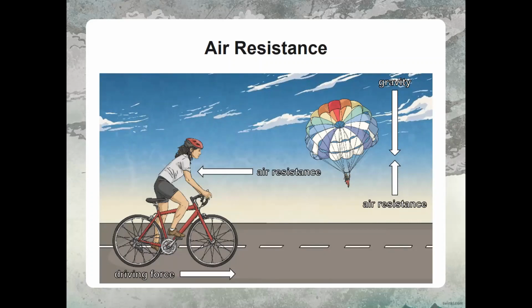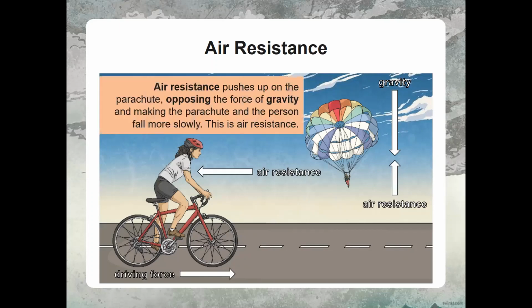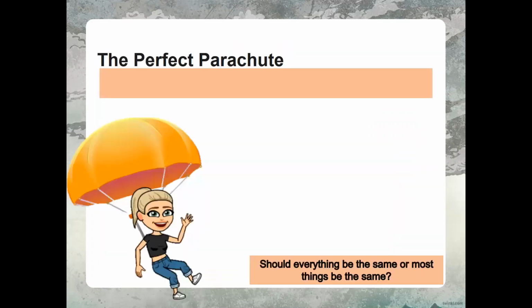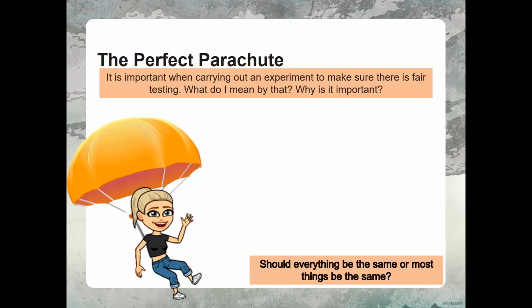We are now going to plan and carry out, if you wish, an experiment to prove this. First, we need to decide on the experiment. We will be dropping an object of your choice from a height with a parachute. It is important to consider fair testing. What makes a fair test? What do we mean by the term? Why is it important? Should everything be the same or most things be the same?